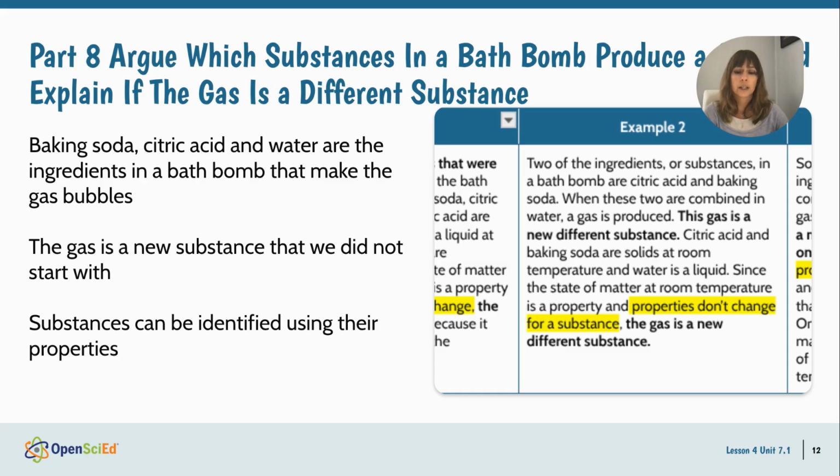Here, the reasoning you're listening for is that substances can be identified using their properties. That key idea that you came up with at the beginning on day 1. The teacher edition also gives you some sample student answers to help guide you in this discussion as well.